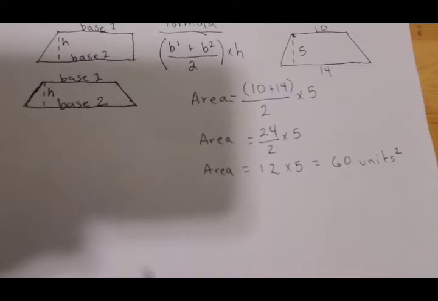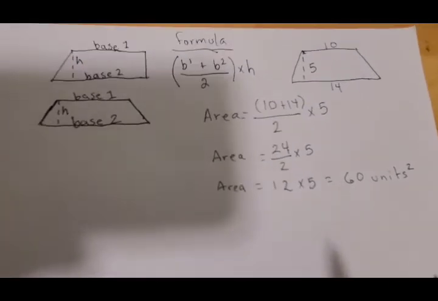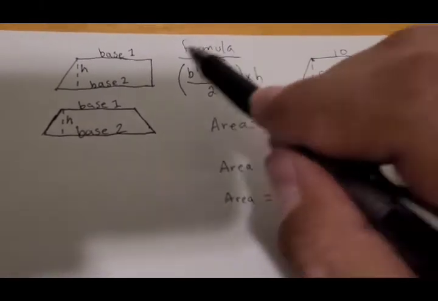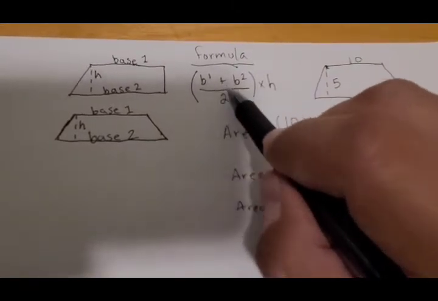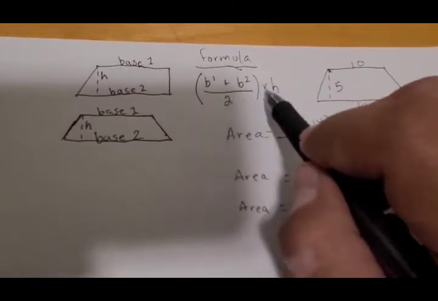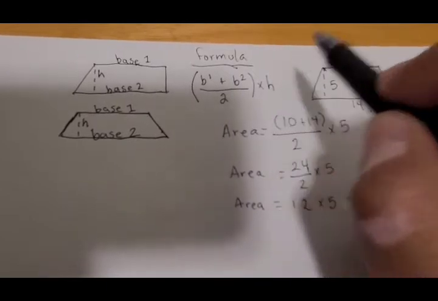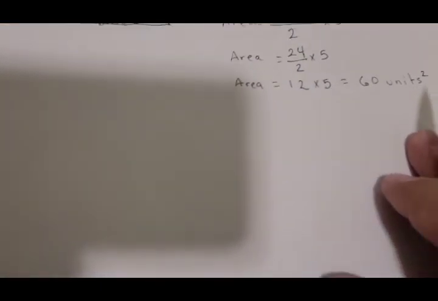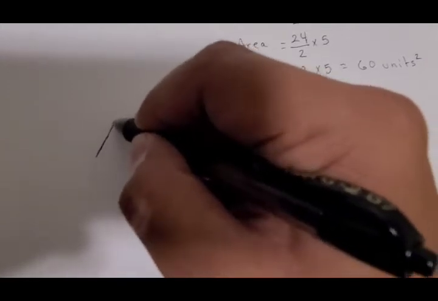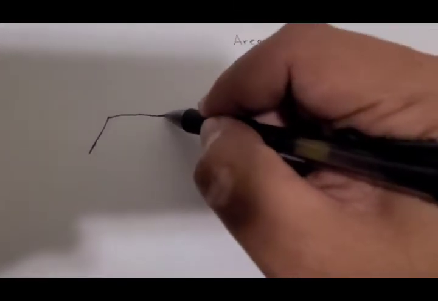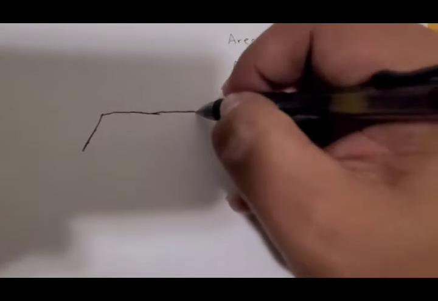Now we will use the same trapezoid to use a different method. This is the preferred method, the one with the formula. Just remember that you add both bases divided by 2 and then multiply times the height. Now the other method, this one's a tricky one because you need to make sure that you decompose the trapezoid into the correct shape.